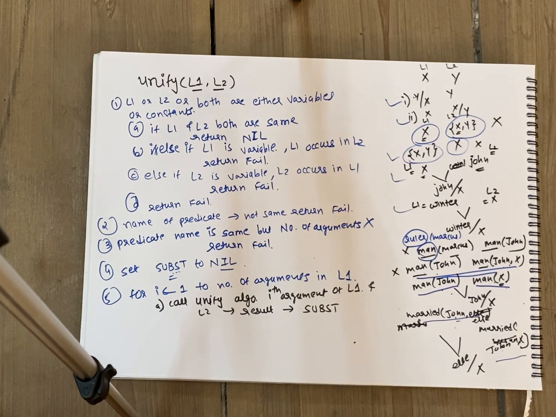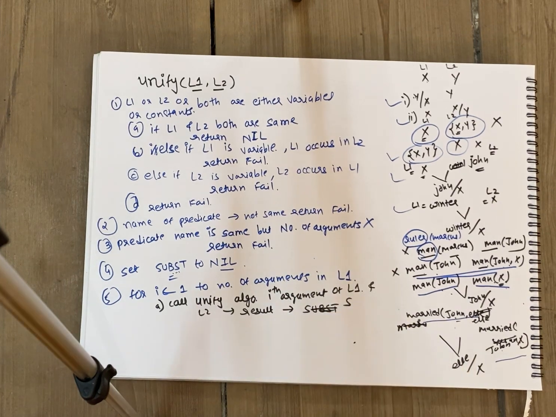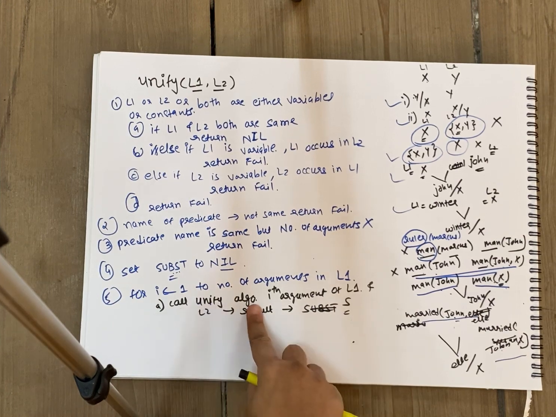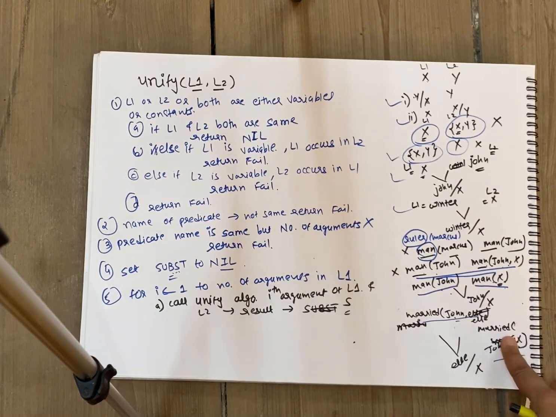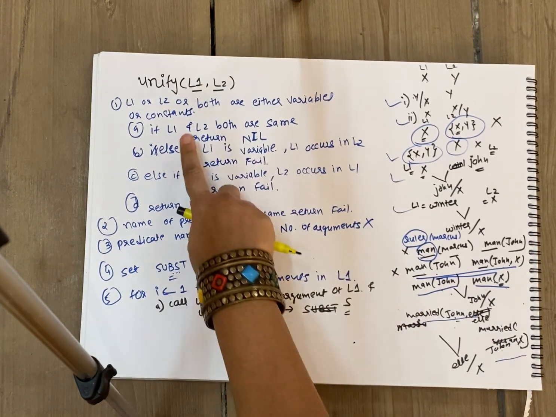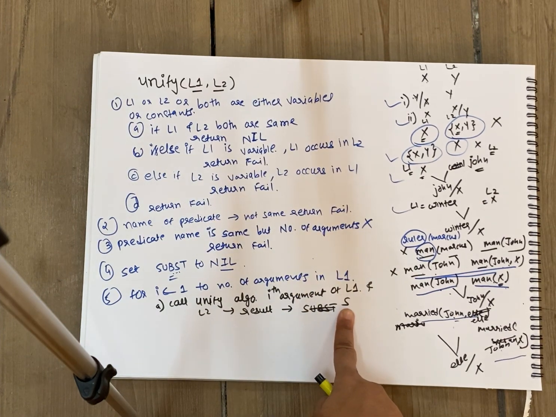Now what we are going to do next, we are going to append that to subset. So subset is once again a list. So call the unify algorithm for the ith argument. In this case, let us say John and John we are trying to unify. So what we are going to get as a result of this algorithm, both are identical, so return nil. So the first value nil is going to be stored in S.